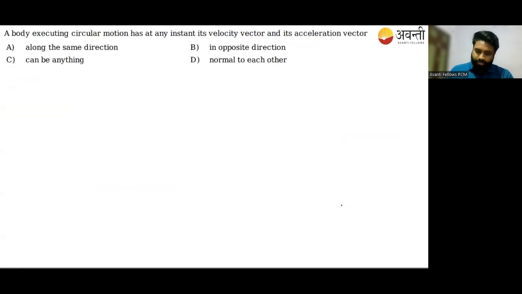The next question says that a body executing a circular motion has, at any instant, its velocity vector and its acceleration vector along the same direction, can be anything, in opposite direction, or normal to each other. So we will analyze this. This is a question of your analogy, so the solution of this question we will write here.